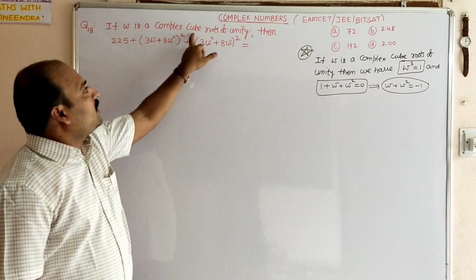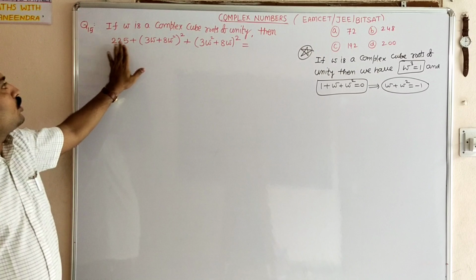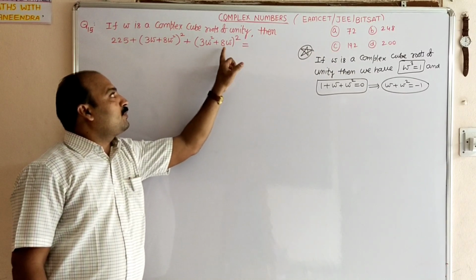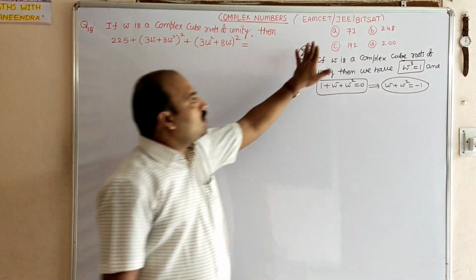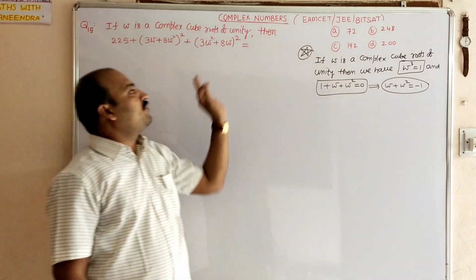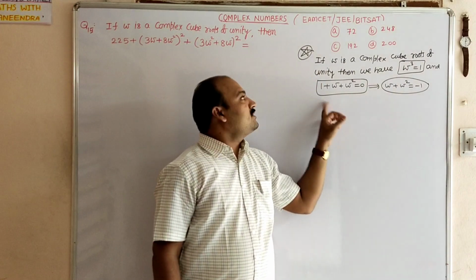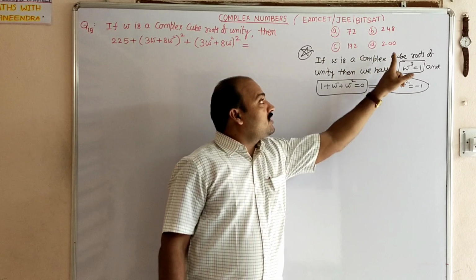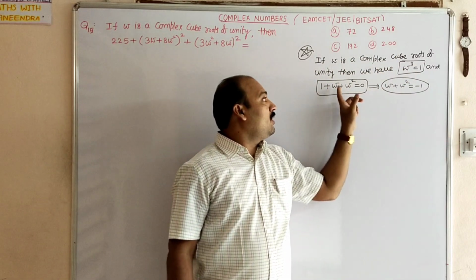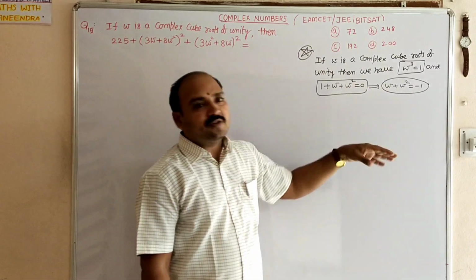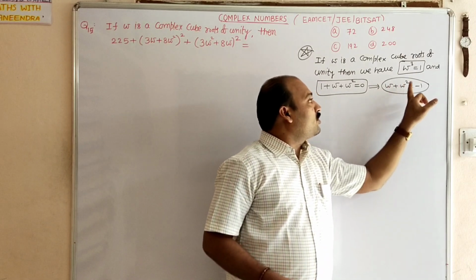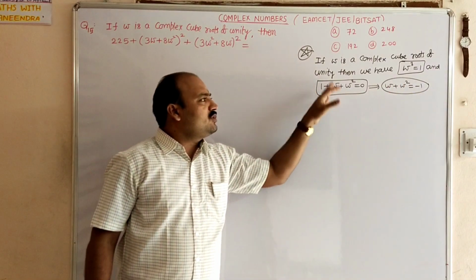If omega is a complex cube root of unity, then 225 plus (3 omega plus 8 omega square) whole square plus (3 omega square plus 8 omega) whole square equals, these are the options available. We know that whenever omega is a complex cube root of unity, we have two important points. Omega cube equal to 1 and 1 plus omega plus omega square equal to 0. Whenever required, omega plus omega square equal to minus 1 also we can write.